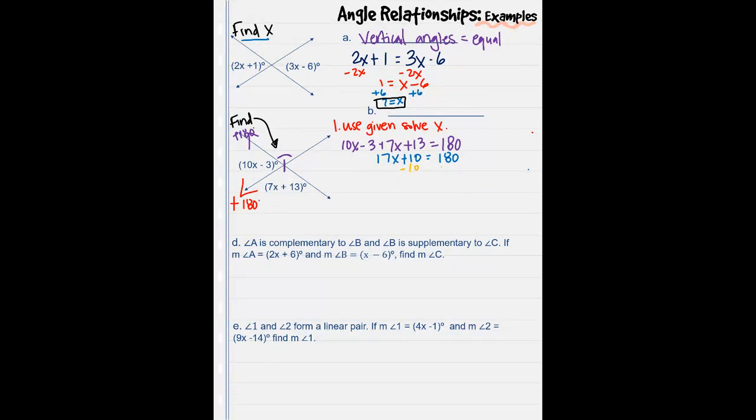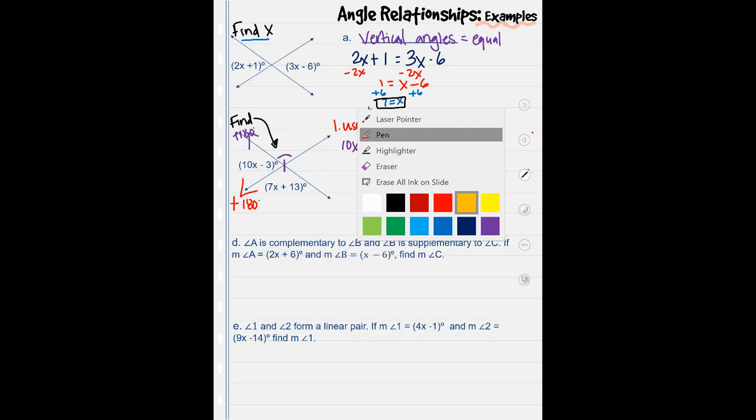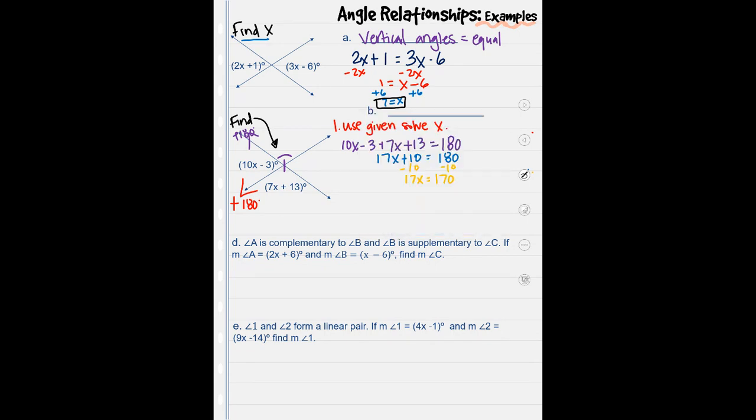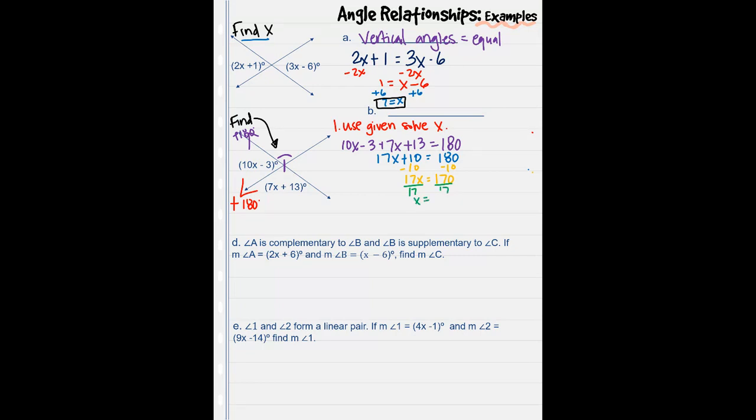So subtract out our 10 on both sides. 17x equals 170. We're multiplying by 17, so I need to divide both sides by 17. X equals 10. Okay, so we're not done because it didn't tell us to find x.